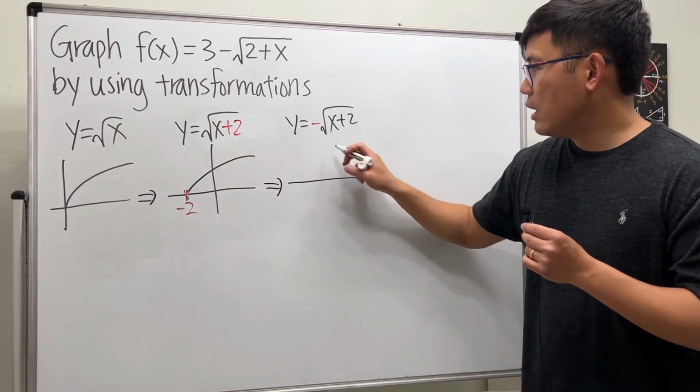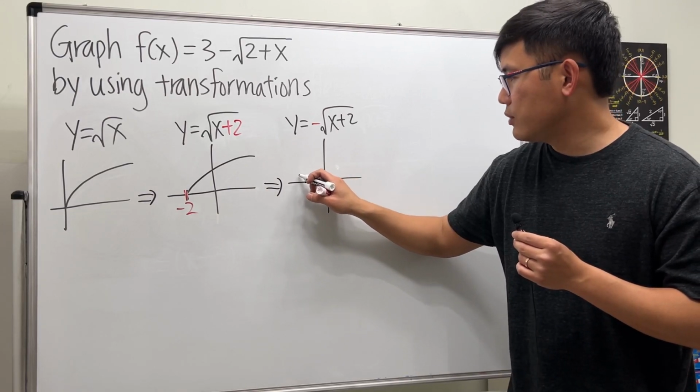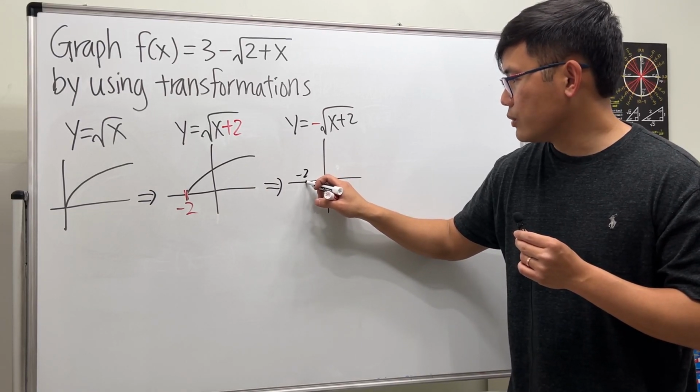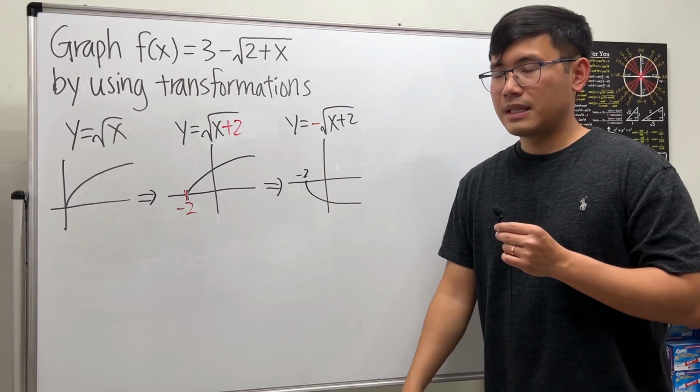So our starting point is still at -2. That's okay, -2 here. But the picture will look like this now. It becomes the bottom part with that negative.